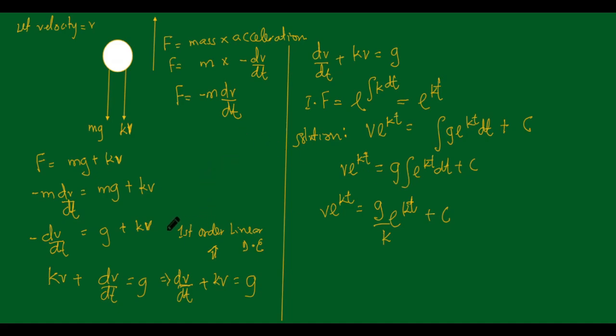Oh, I think a mistake has occurred. On dividing by m, this should be k over m. Likewise, this should be k over m. So I'm just going to correct all of those.